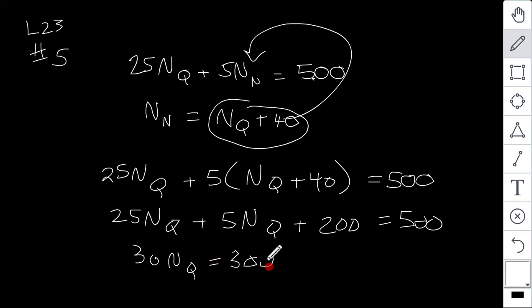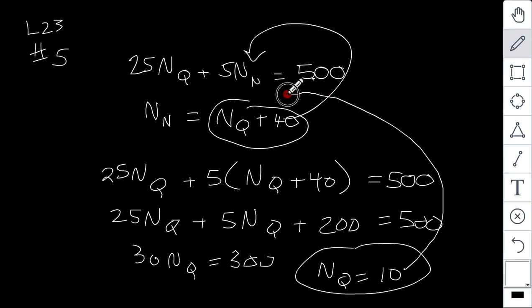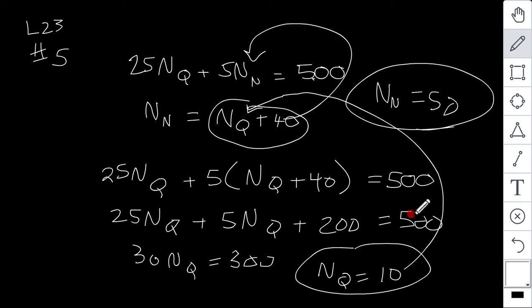How nicely this works out. Divide both sides by 30. The number of quarters equals 10. And we go back up here. We take that, number of quarters is 10, we put it there. So the number of nickels is going to be 10 plus 40, which is 50. You can always check these out, make sure it works.